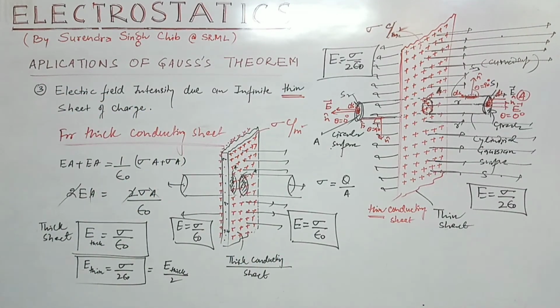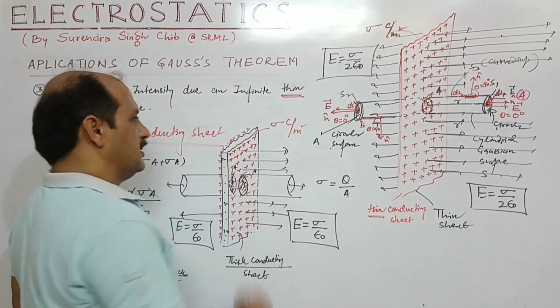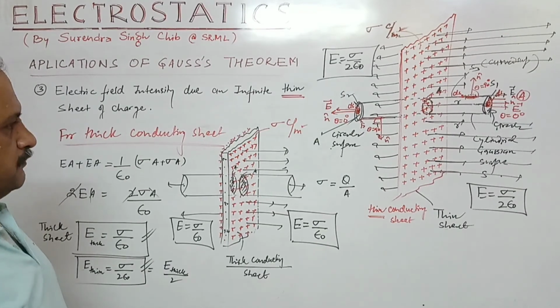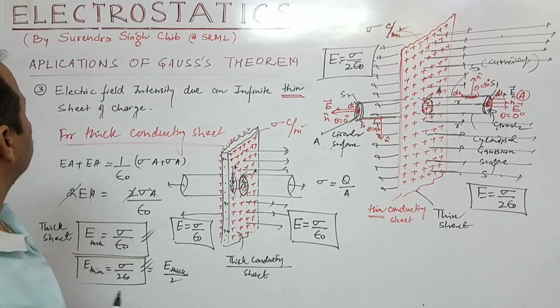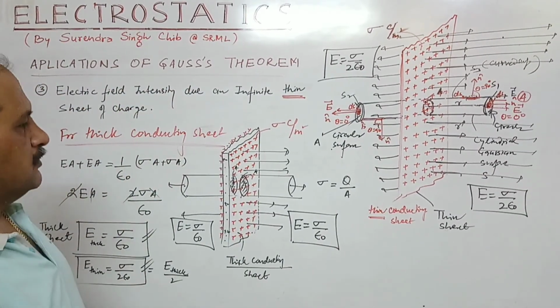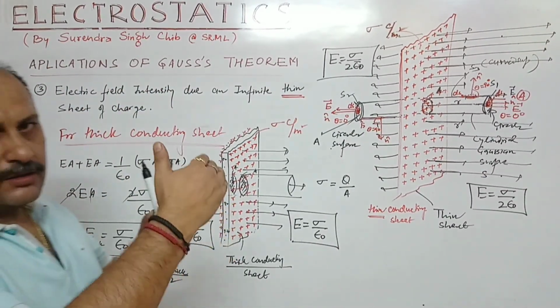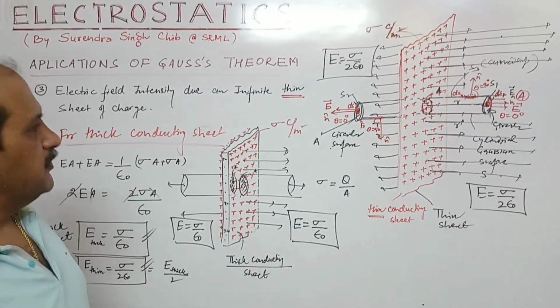So we have two expressions: sigma by epsilon naught for thick, sigma by 2 epsilon naught for thin, and both are independent of the distance, and both are conducting in nature, and both produce uniform electric field lines, and uniform electric field lines are represented by parallel lines. We will take those special cases also in my further lecture. These two sheets combine to form a capacitor. One positively charged sheet, another equally negatively charged sheet combine to form a capacitor. We will do it later on.